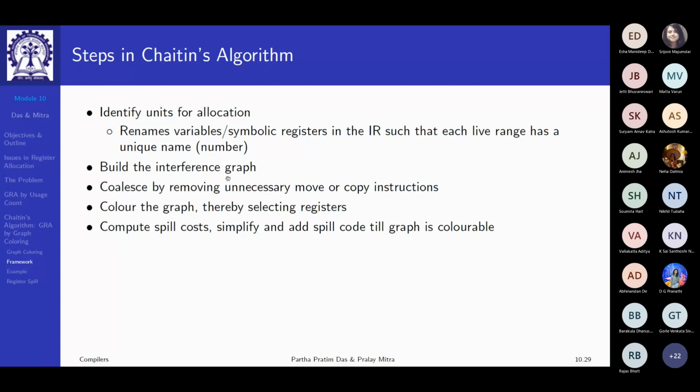Then once that has been done, we can build the interference graph. And after we build the interference graph, we can coalesce by removing unnecessary move or copy instructions if they're there. Then we color the graph and thereby select the registers. Now, if it is colorable in the given k colors, that is, it is solvable in k registers, then we are done. Otherwise, we will compute some spill cost, simplify and add the spill code till the graph becomes colorable. So we will show this step by step. So these are the overall steps.